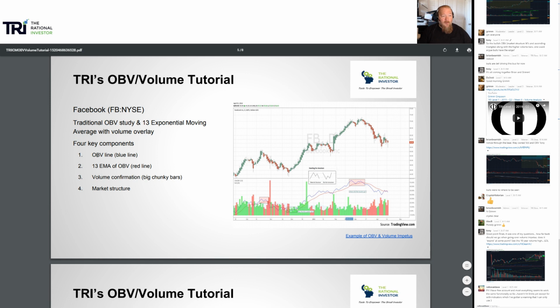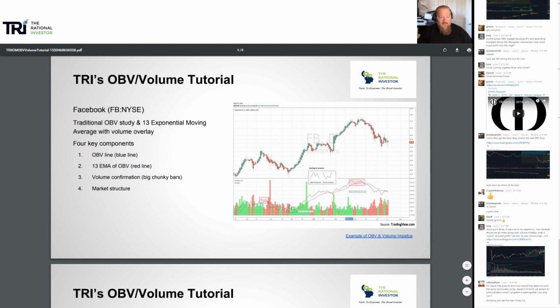All right, so there's 4 key components, right? We have the OBV line in this study, and you can easily differentiate the EMA from the signal line in that the EMA is always a smoother move because it's a moving average of the signal line, which is going to have more sharp corners, right? So the OBV line is the blue line in this study. The EMA line is the red line in this study. And then we have volume confirmation. We're talking about the big chunky bars. This is the volume bars.